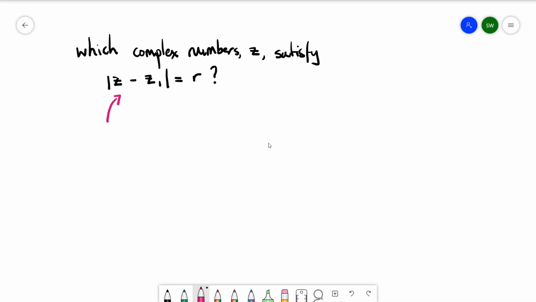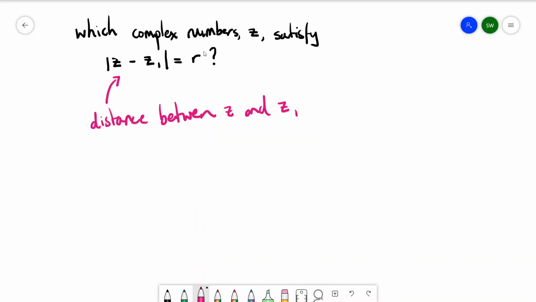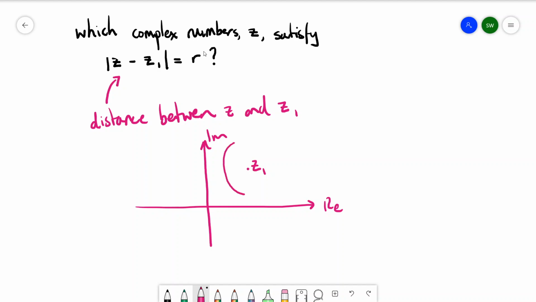Well, just thinking about our geometric interpretation of the modulus of one complex number subtract another complex number, this is the distance between Z and the complex number Z1. So we're basically saying we want the distance between Z and Z1 to be equal to this value of R. So if we think about the Argand diagram, and we plot the complex number that we know, which is Z1, let's say Z1's there, then Z just has to be a distance of R away from Z1. So all the points that are a distance of R away from Z1 are going to form a circle around Z1 with radius R.